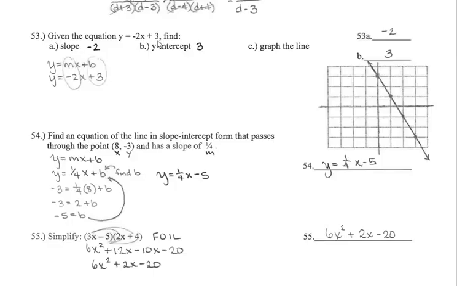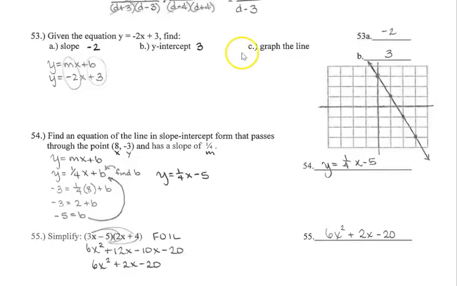It won't be labeled. You got to know what it is. But for y equals mx plus b, m is my slope, so that means my slope is negative 2. And then b is my y-intercept, so that means my y-intercept is positive 3. So that's where we got these two guys. All right, and then we're going to graph that.